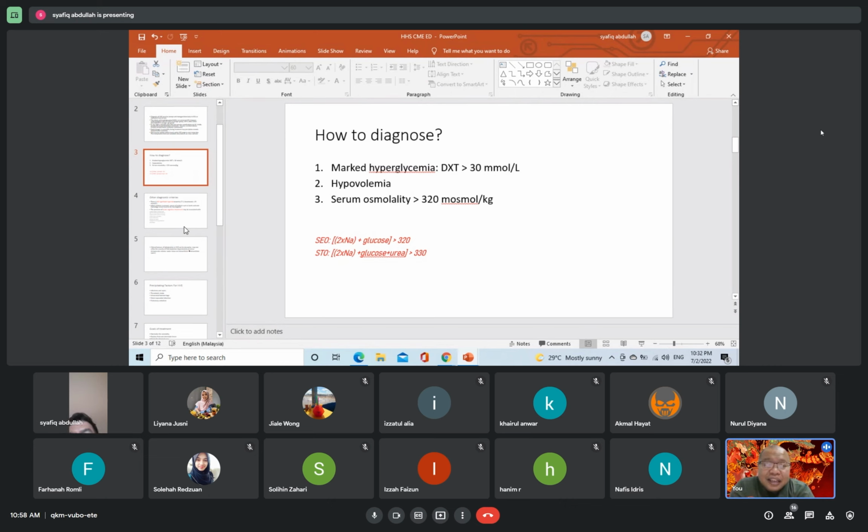Dan satu lagi yang saya nak cuba didik korang-korang semua, stop giving bolus insulin. Patient DKA, bagi bolus insulin.